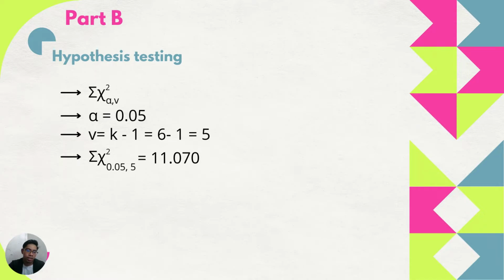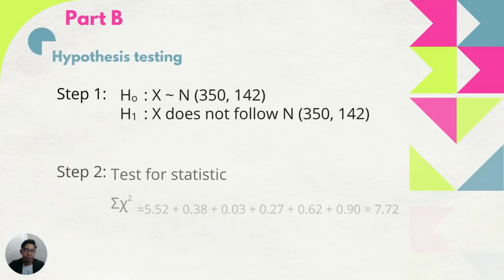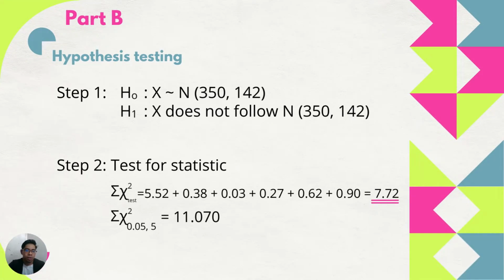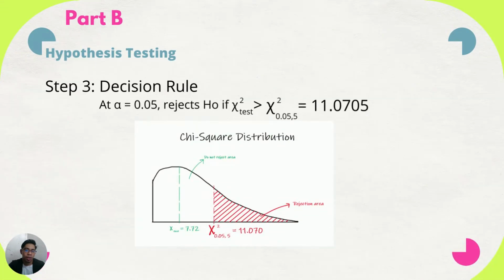So our chi-square alpha, v will be chi-square 0.05, 5. To get this value, we have to refer back to the statistical table, and we found that the value will equal 11.0705. Okay, we now have our chi-square test value and chi-square alpha value.